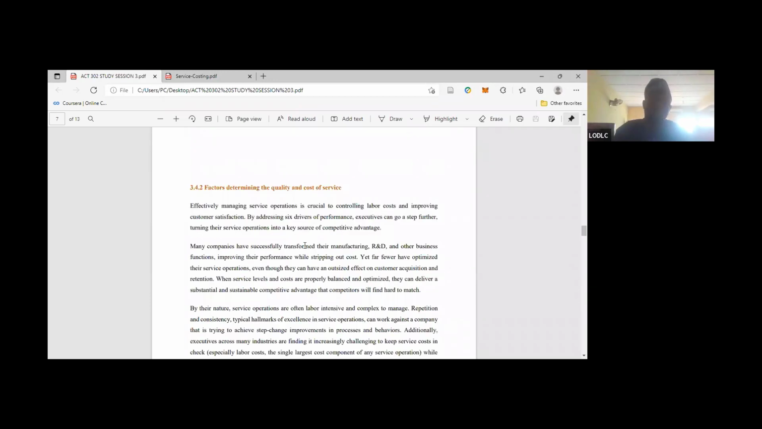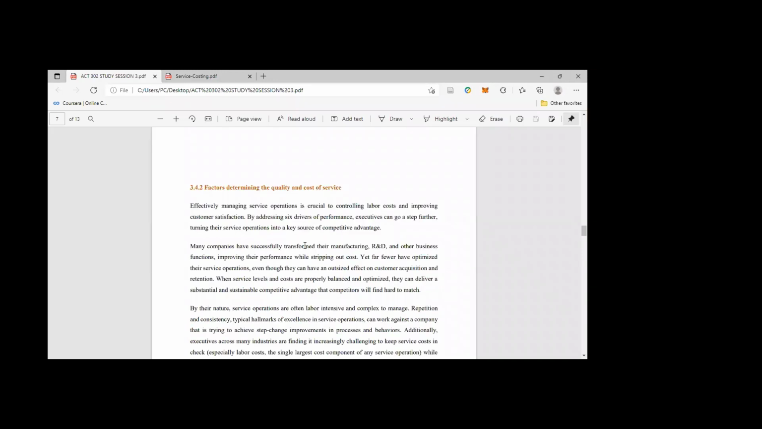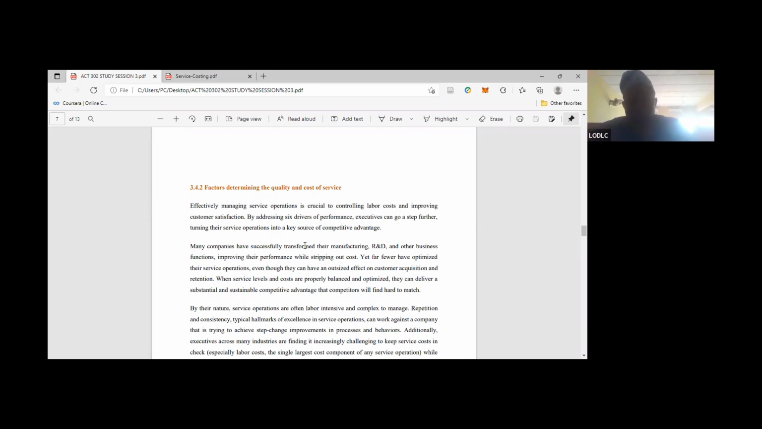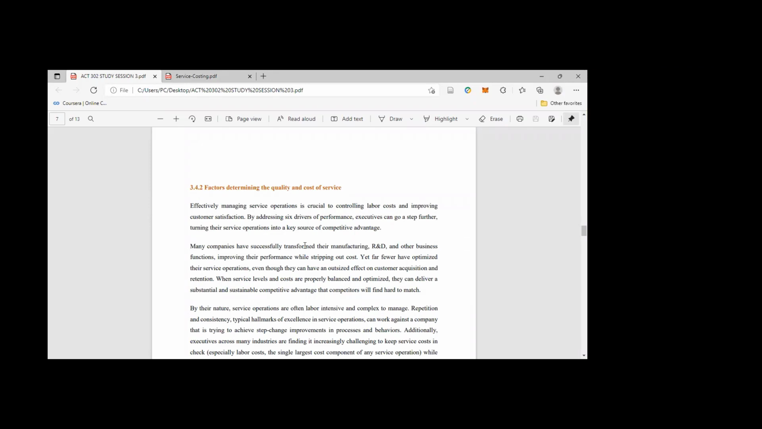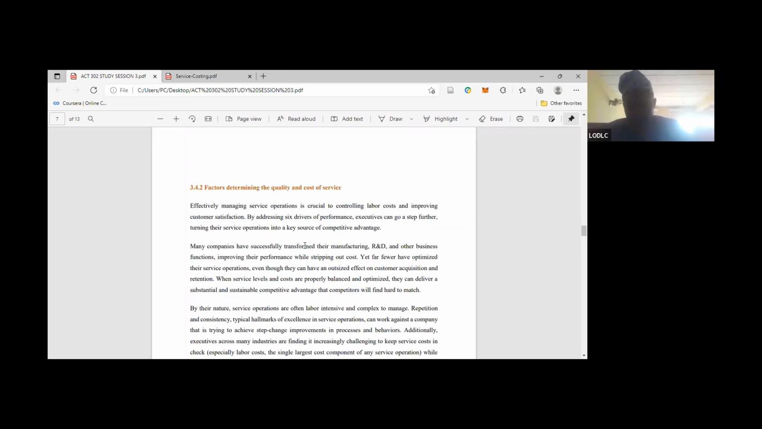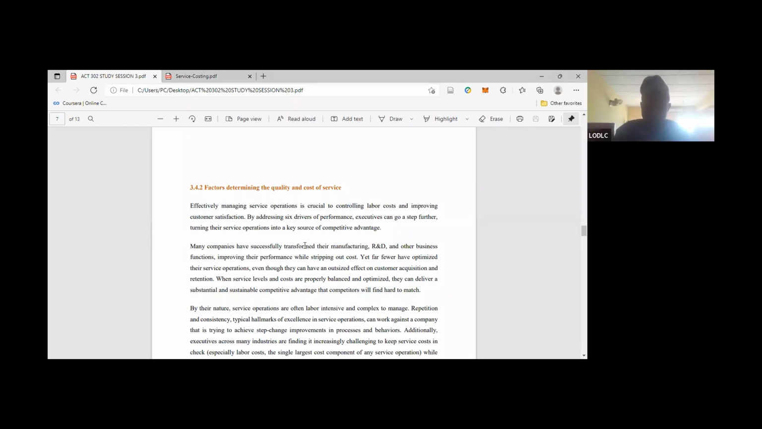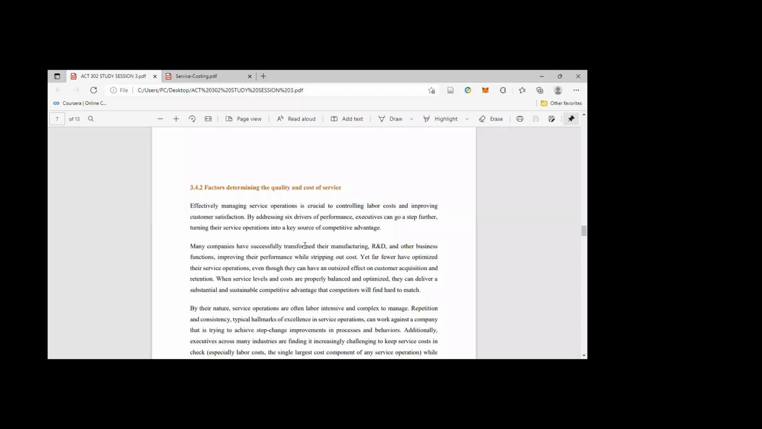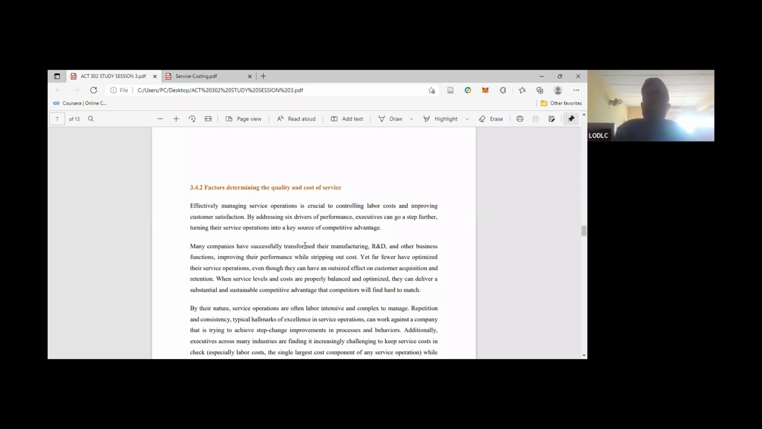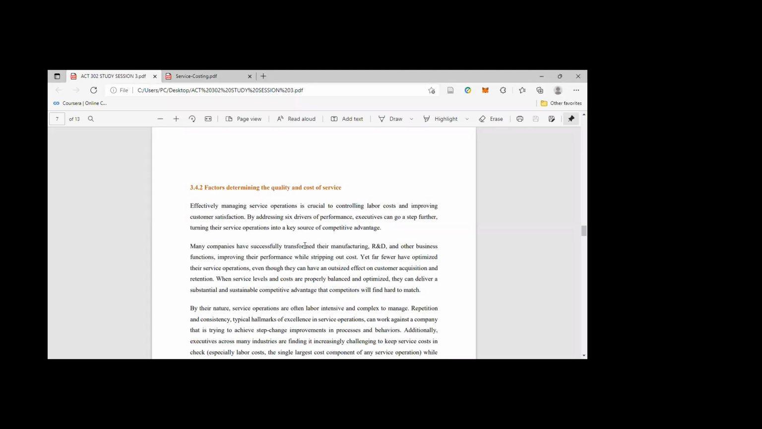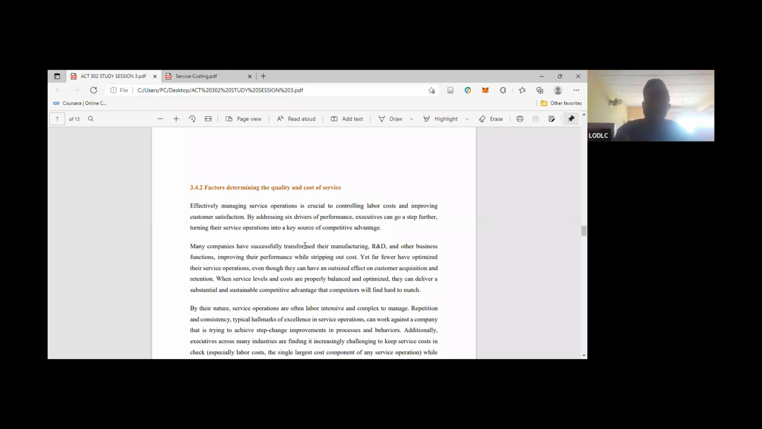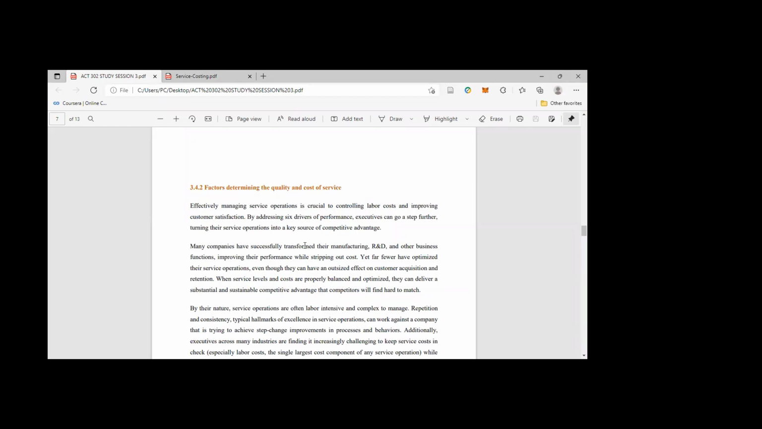So what are the factors determining the quality and cost of service? From the manual, effectively managing service operations is crucial to controlling labor costs and improving customer satisfaction. Companies successfully transform their manufacturing, research and development, and other business functions, improving their performance while stripping out costs. Yet far few have optimized their service operations, even though they can have an outsized effect on customer acquisition and retention. When service level and costs are properly balanced and optimized, they can deliver a substantial and sustainable competitive advantage that competitors will find hard to match.